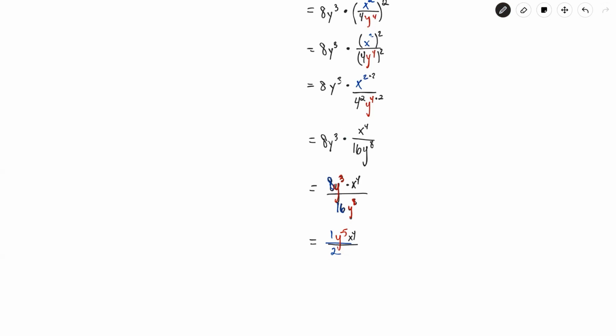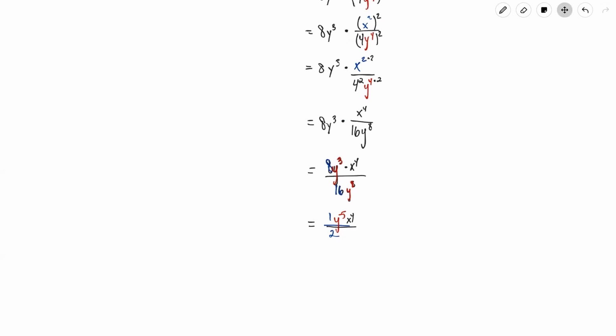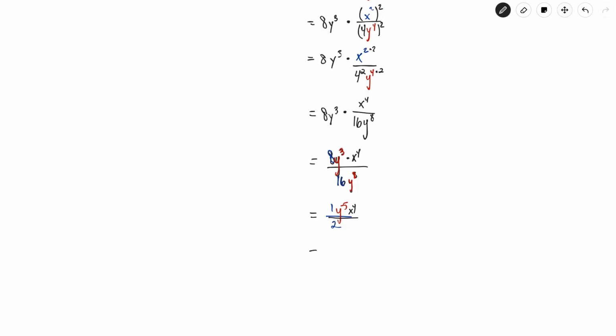But we know we're not done until we get that negative power out of the picture by bringing it to the denominator. And here we have it. We have x to the 4th is all that remains because that 1 doesn't do anything. And the y to the 5th comes to the denominator with that 2. And there's our final answer.